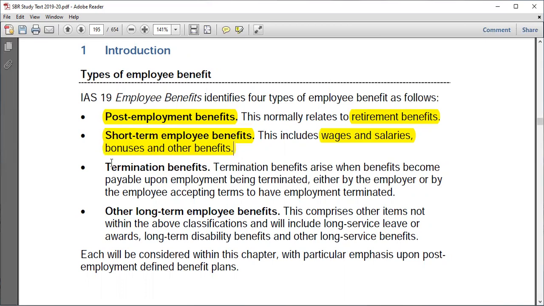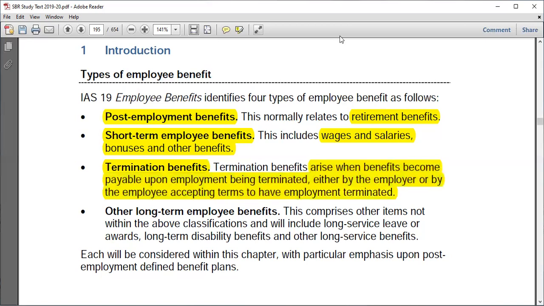But also we can have termination benefits. Termination benefits, as you see here, termination, they speak for themselves, right? The benefit that you obtain upon termination of the, let's say, of the contract of the employment. Termination benefits arise when benefits become payable upon employment being terminated. It depends on how it has been terminated. Maybe the employer has terminated it, or by the employee accepting terms to have employment terminated. So you can have both options, right?